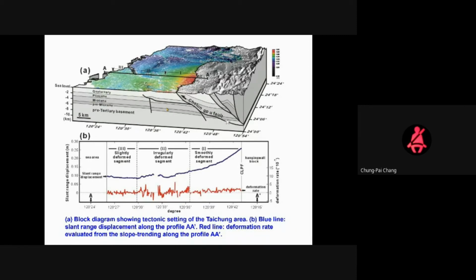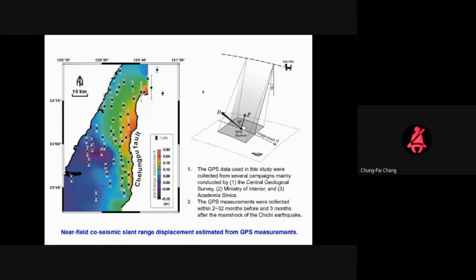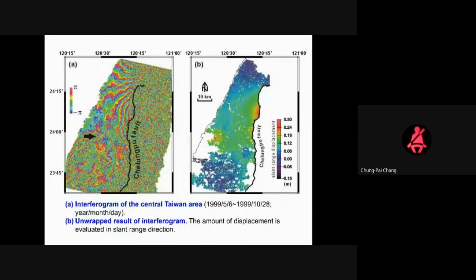Again, we have to come back to this one. Here, you can see the beautiful fringes in the footwall side, because here is a plain area, the metropolitan area, so the coherence is quite good, and you can have a good interferometric result. But for the eastern side, this is a mountainous area. The hanging wall side is a mountainous area covered by dense vegetation. So the result is very, very bad.